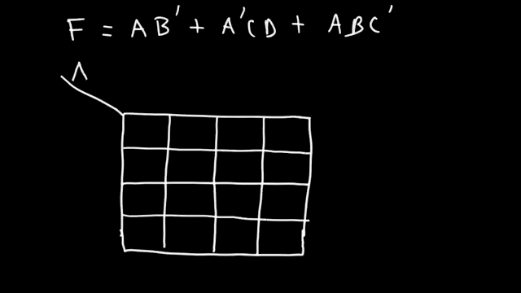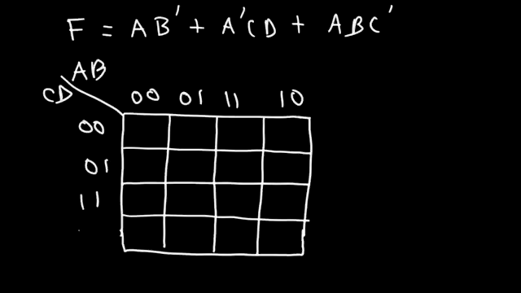So let's put the letters AB on top and CD on the bottom. AB could be 00, 01, 11, and 10. And the same is true for CD. Now, let's focus on AB prime.